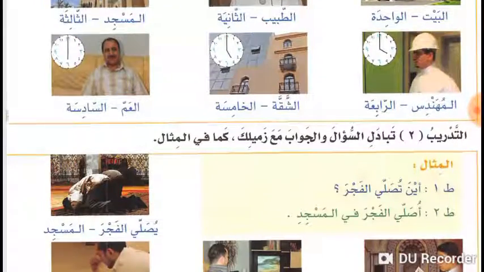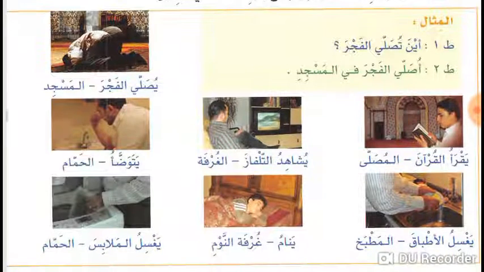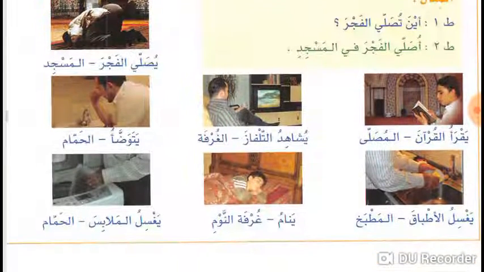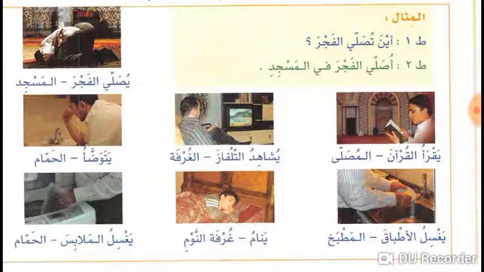Okay, then we have the second exercise. The first student will ask, where do you say Fajr prayer? The second will tell him, I say Fajr in the masjid. Now, here they have given two words, reads the Quran and the prayer place. I will ask you, where do you read the Quran? In the musalla. We don't have a kasra here. No, this is a special case. We have the harf jar fi, but the problem is that ya is without dots. So whenever we don't have dots on ya, it is pronounced like alif, musalla. Okay.